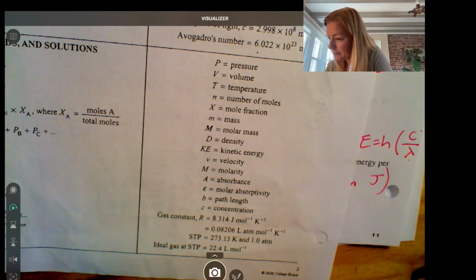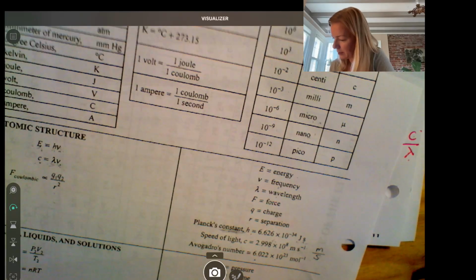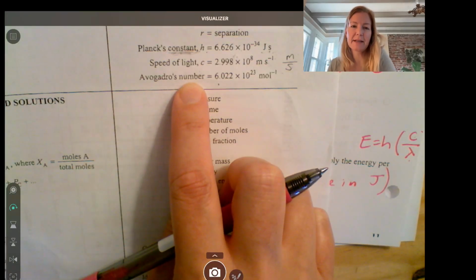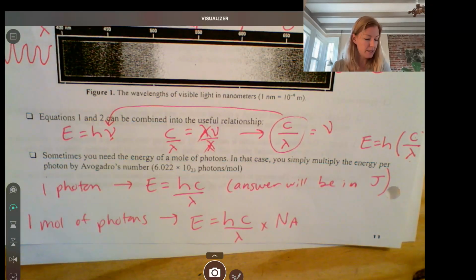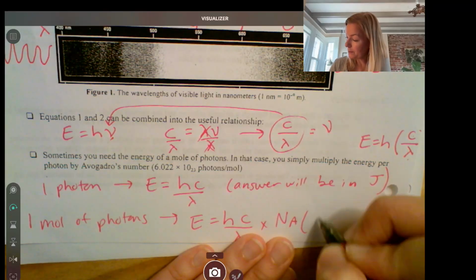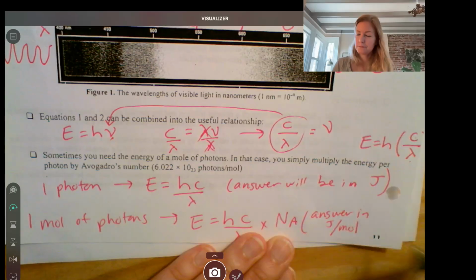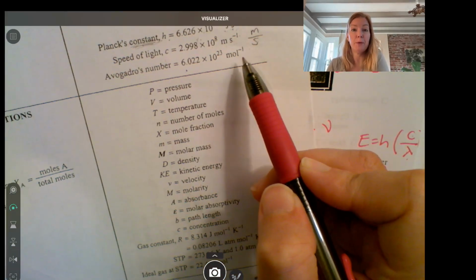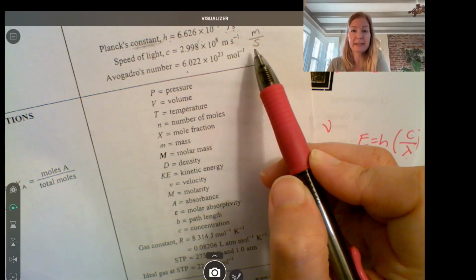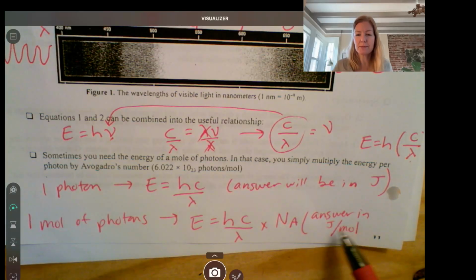Where is it? Oh, right there. There you go. Na is Avogadro's number. It's right there. And the answer would be in joules per mole. Because you can see Avogadro's number, the unit is moles to the -1, which means per mole. Just like seconds to the -1 means per second, moles to the -1 just means per mole. So you're taking the joules and multiplying it by something with per mole in it.